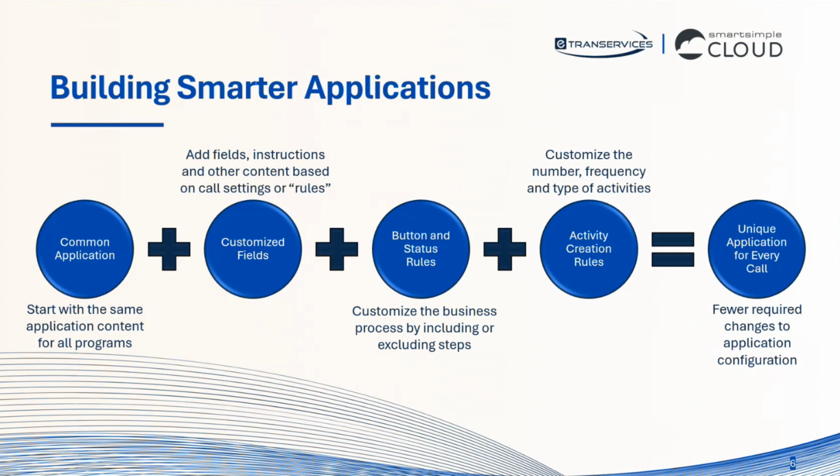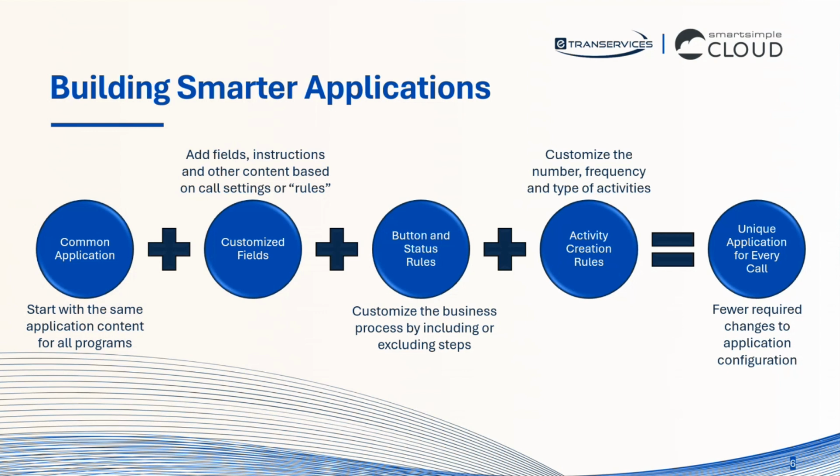So what do we mean by a smarter application? A smarter application uses fields on the program call to influence the behavior of its fields, buttons, and workflows. You set up the call, and the application adjusts to the settings accordingly.